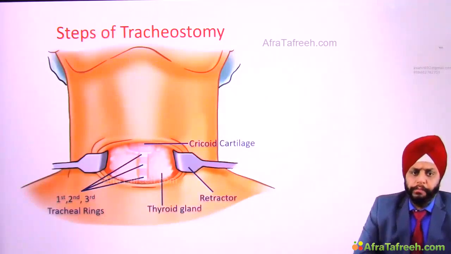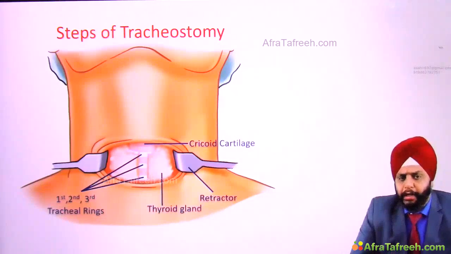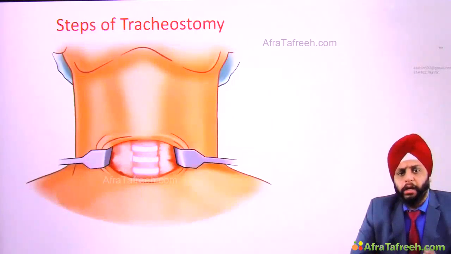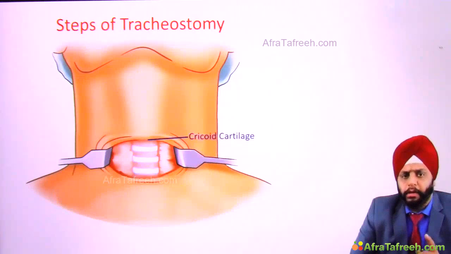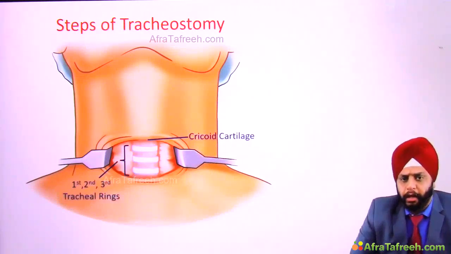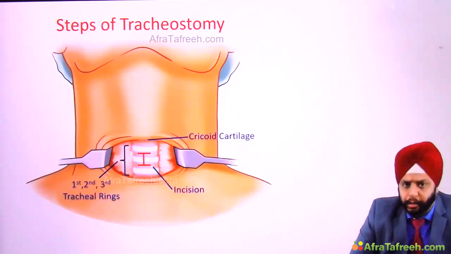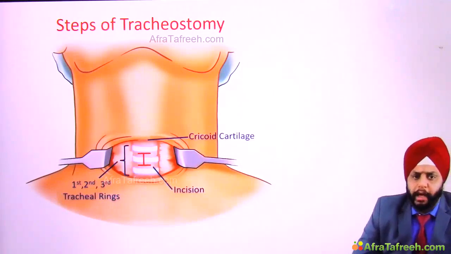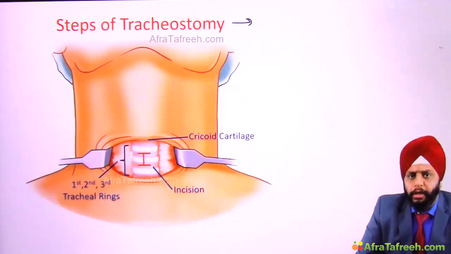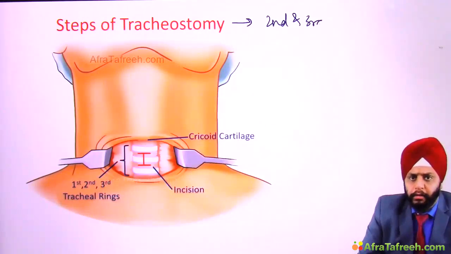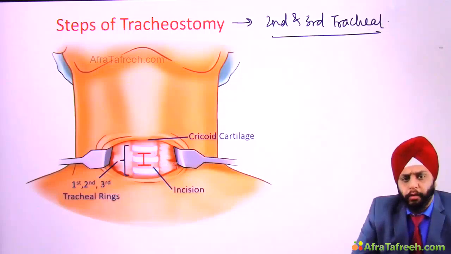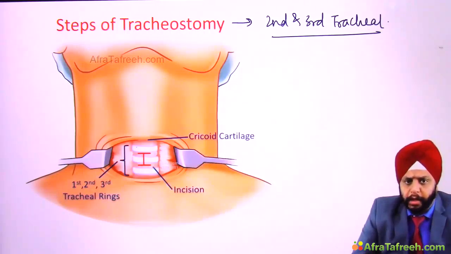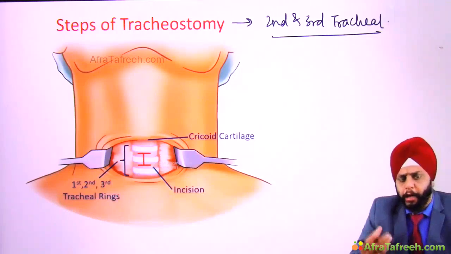Okay, so either way, once you see the tracheal rings, identify the first, second, third tracheal ring. Now for a routine tracheostomy, see the cricoid cartilage, see the tracheal rings, and you will give a cut between the second and the third tracheal ring. You give an incision over here between the second and the third tracheal rings. If you need to, you can remove a part of the second tracheal ring cartilage.